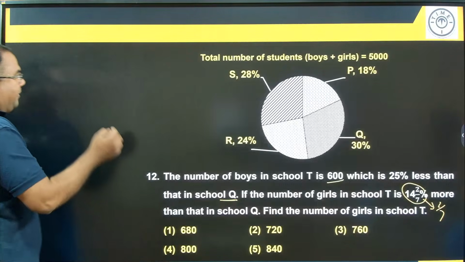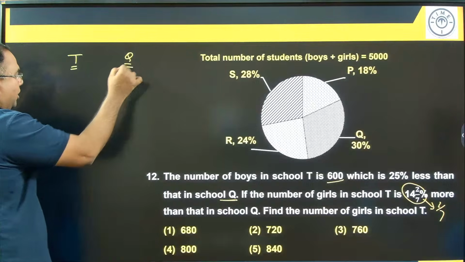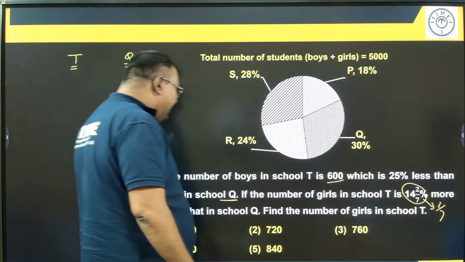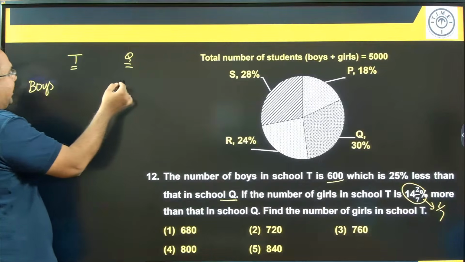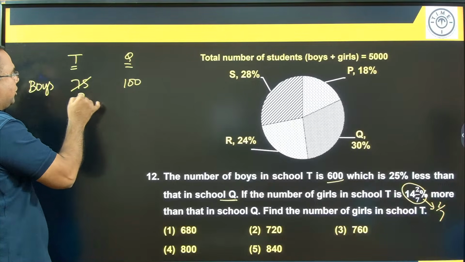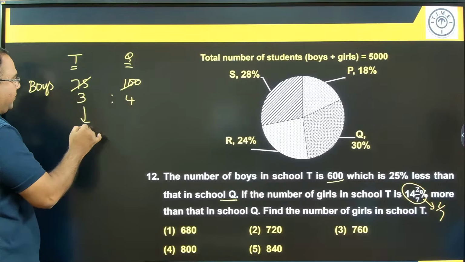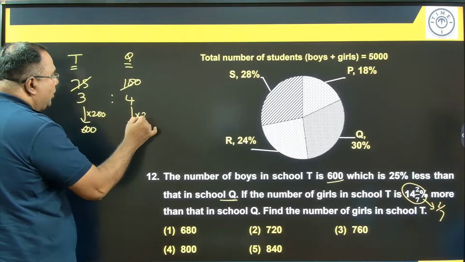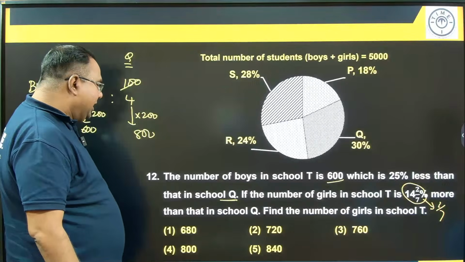Let me take school T and school Q. What is given? The number of boys in school T is 600, which is 25% less than school Q. If I take boys, T is 25% less than Q. Q 100, T 75. So they are in the ratio 3:4. We know this is 600. So 3 into 200 will be 600. Obviously this will be 4 into 200, 800. In Q, the number of boys is 800.